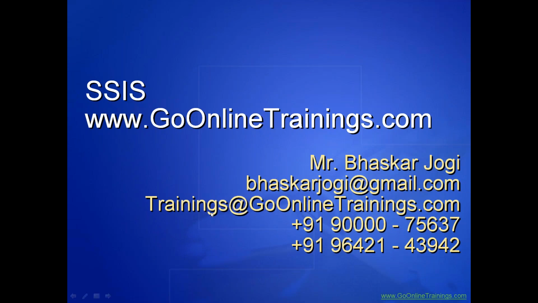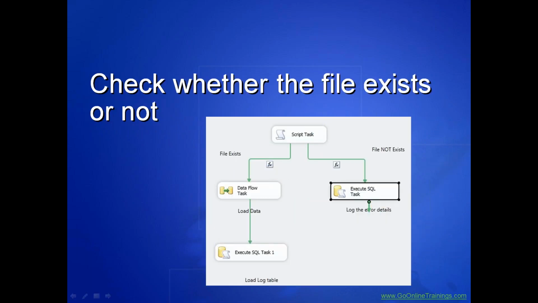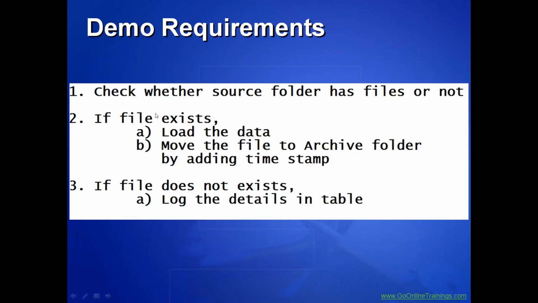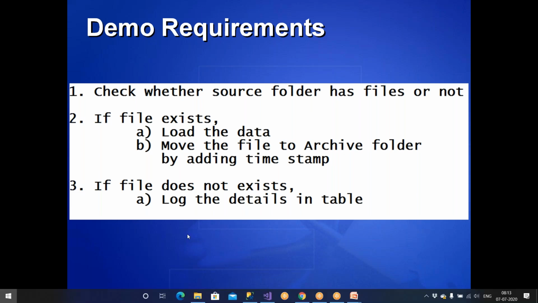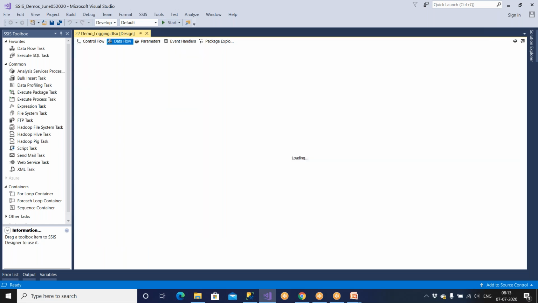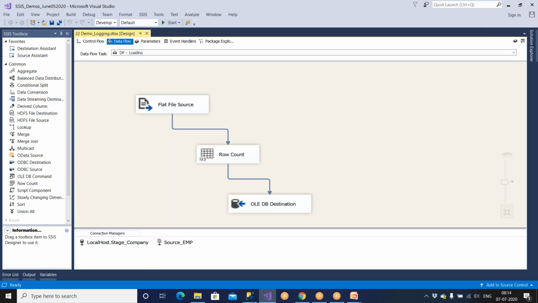So, yesterday we were talking about one interesting demo. The demo is very simple. You have to find out whether the source folder has a file or not. If the file is not there, you should not fail the package. Now, what happens? Yesterday we had created a demo. If the file is not there, it is failing now. It is logging into the table. But today, I don't want to fail the package.